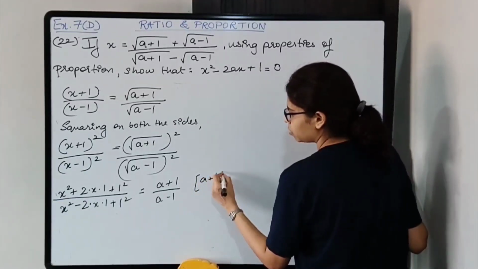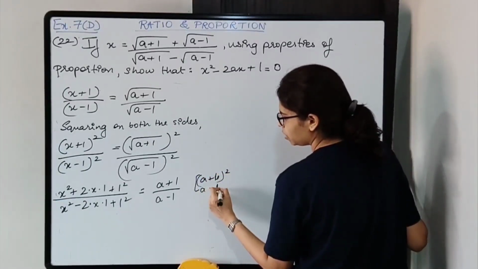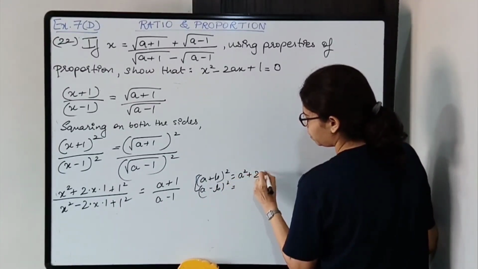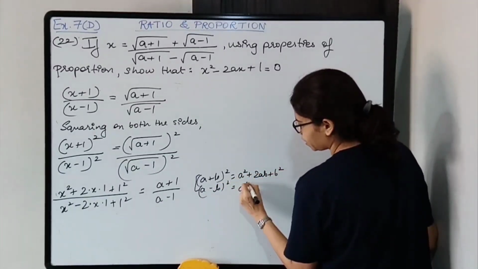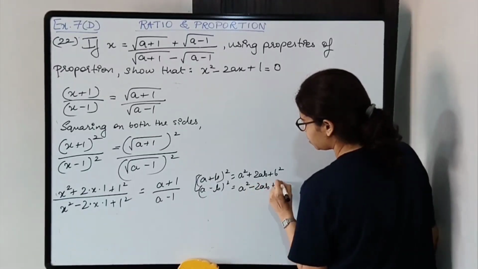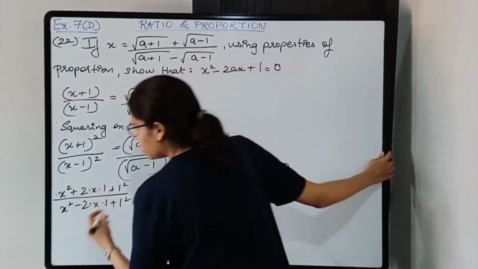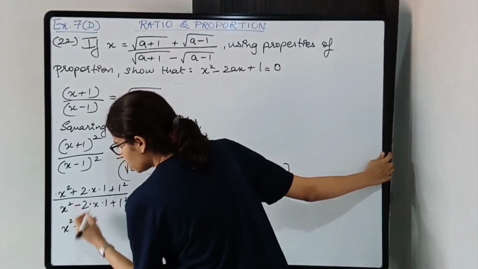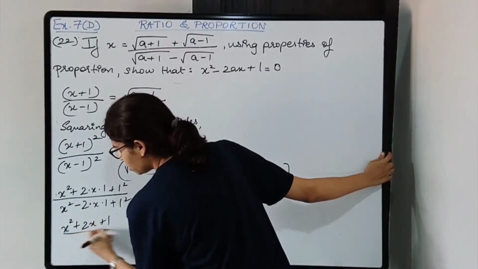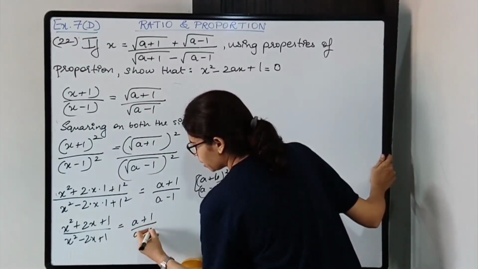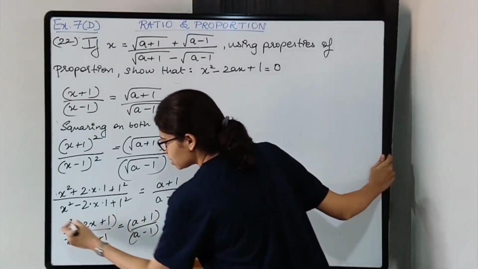(a plus b) the whole square, (a minus b) the whole square: a square plus 2ab plus b square, a square minus 2ab plus b square. Okay, now (x square plus 2x plus 1) upon (x square minus 2x plus 1) is equal to (a plus 1) upon (a minus 1). Put brackets.